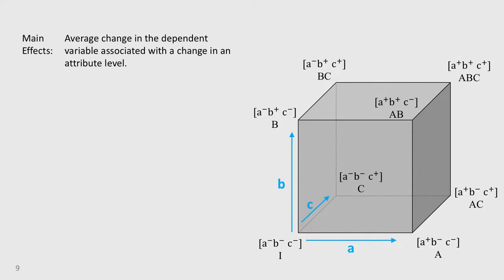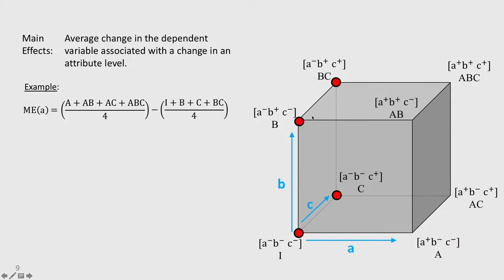We're typically interested in main effects, or the average change in the dependent variable that's associated with a change in one attribute level. So for example, the main effect for A is going from the side where A is negative to the side where A is positive. If we had observations from every one of the corners in this design space, then we would compute the main effect as the average of the positive A side, so that's the average of these four corners, minus the side where A is negative, so that's the average of these four corners.